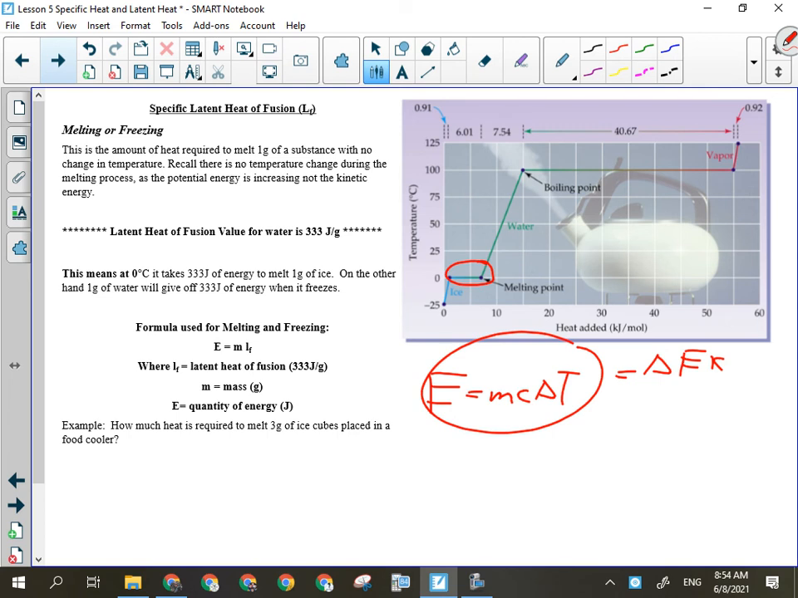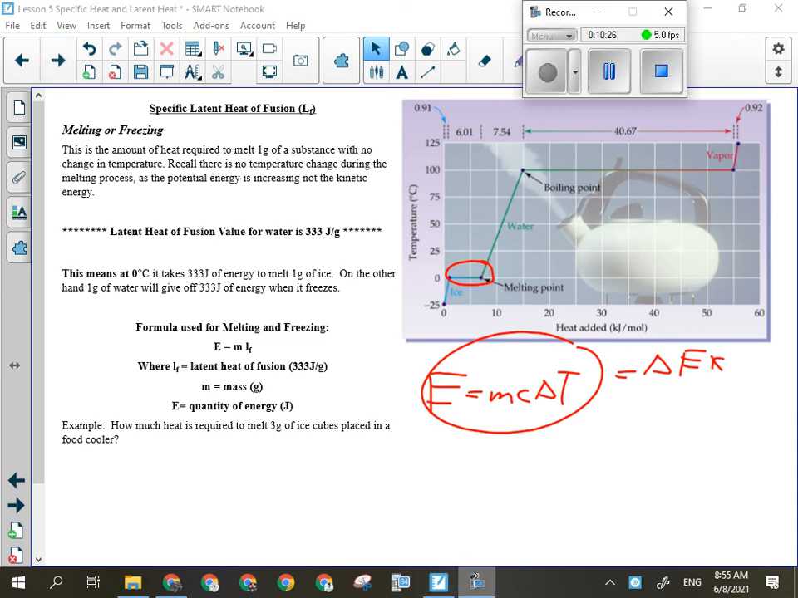Okay, so anywhere the temperature goes up, I'm increasing the kinetic thermal energy, and I would use this formula here. Okay, anywhere where the line is flat, we're going to go over the two formulas you used there. Okay, one sec here.